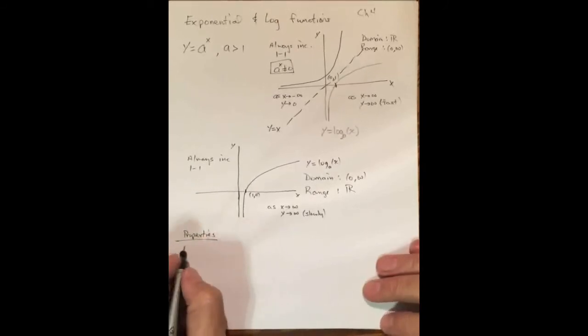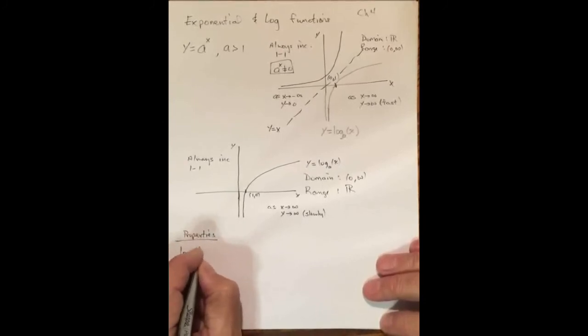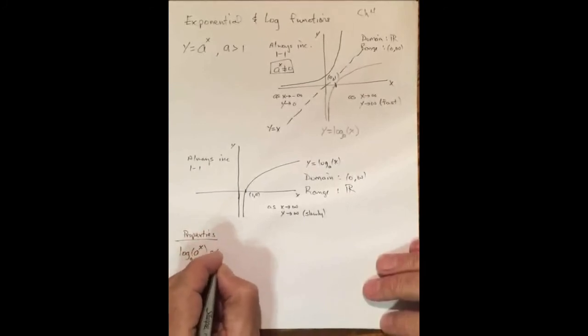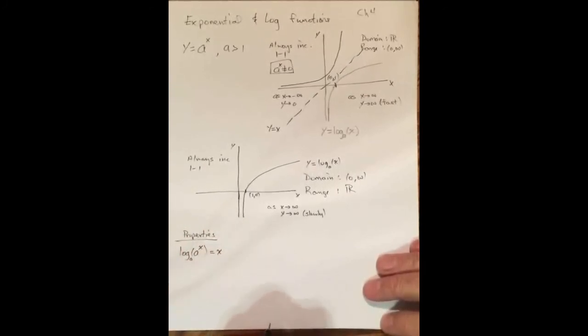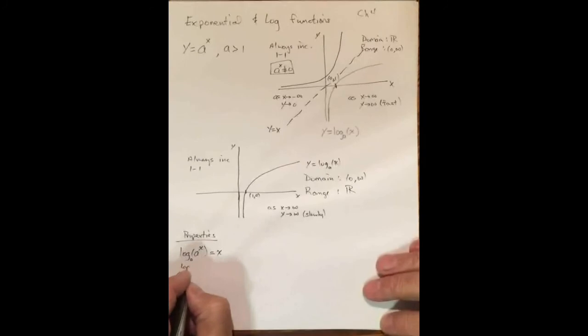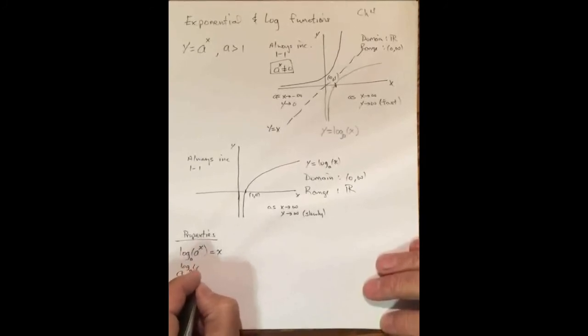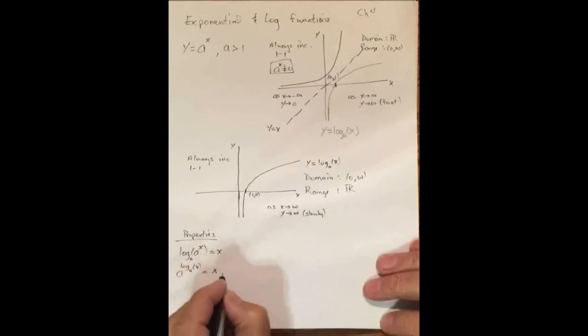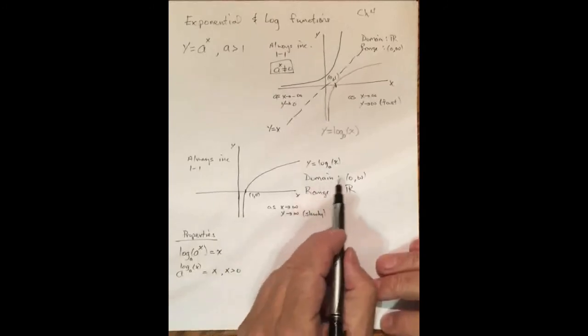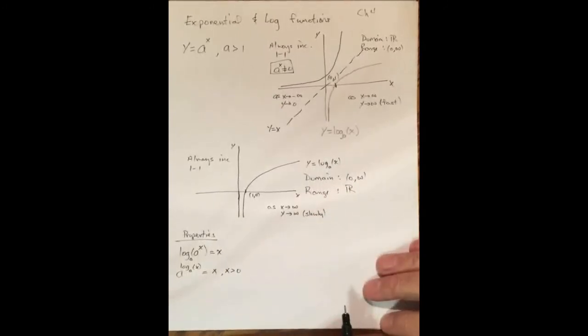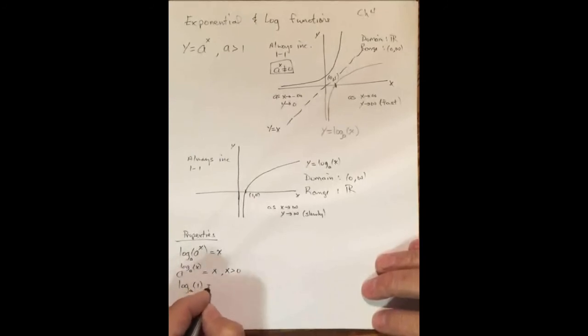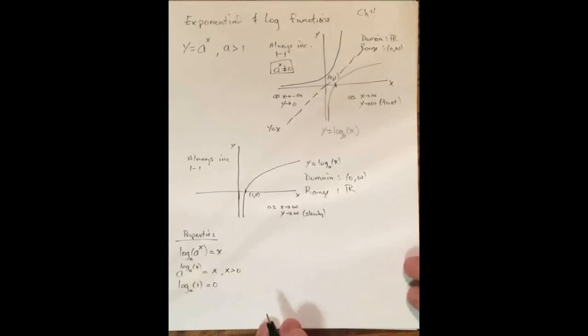We have the composition properties. That looks like log base a of a to the x. That has to be equal to x, and there's no restriction on x. x can be anything. We also have a to the power of log base a of x, and that has to be x. Now there is a restriction. x has to be positive because you're taking the log of that, and that is due to the domain here. And then we have log base a of 1 is always 0.